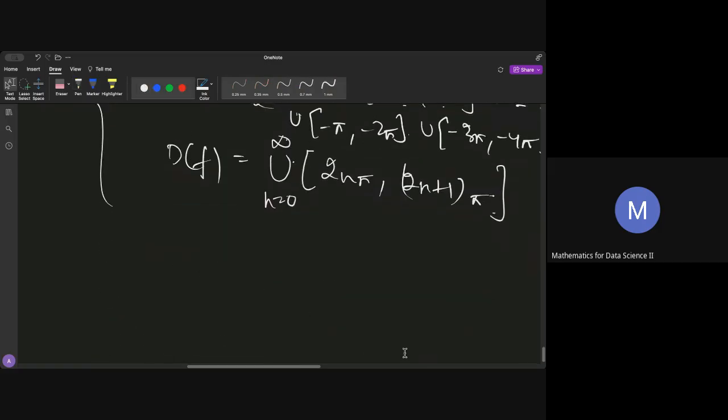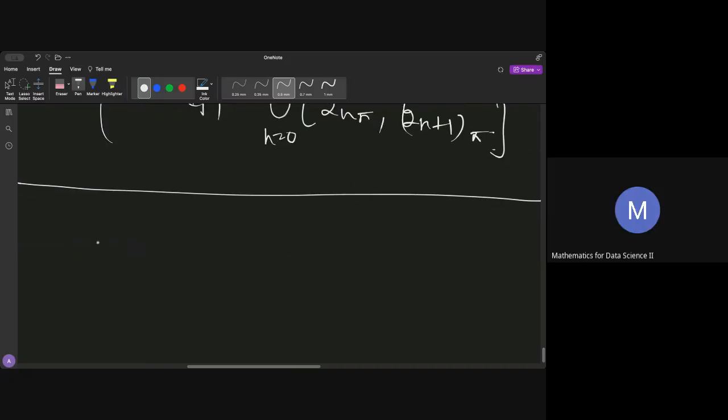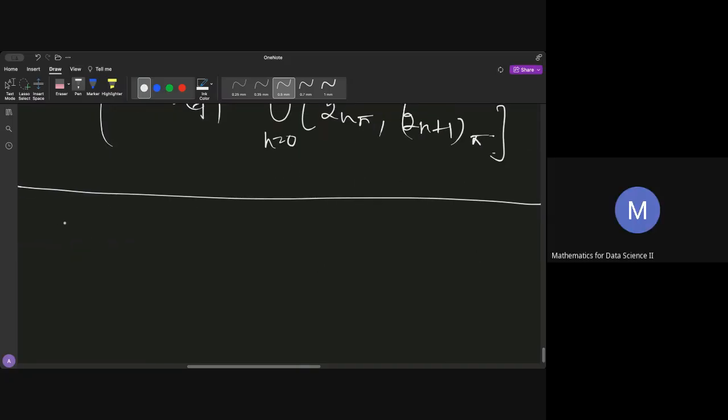Can we move to the next thing? Yeah, ma'am. Okay. So the next thing is a curve in R^m.